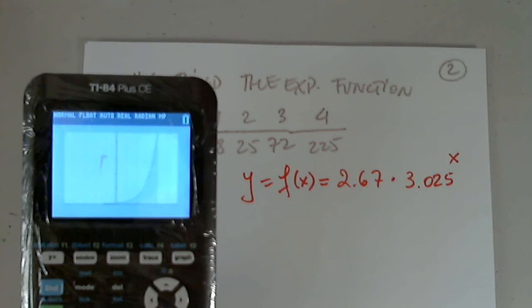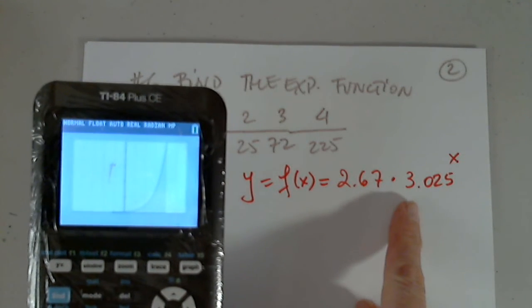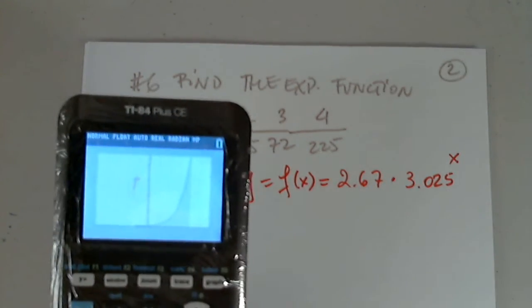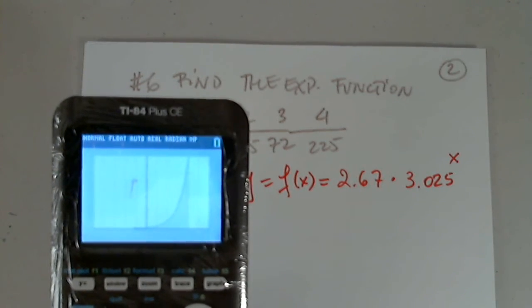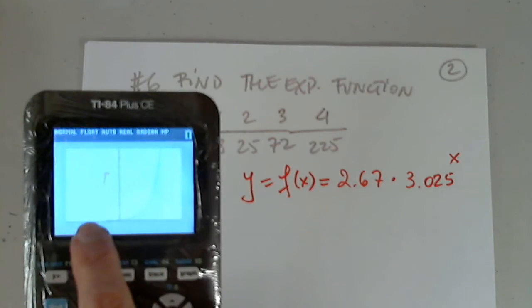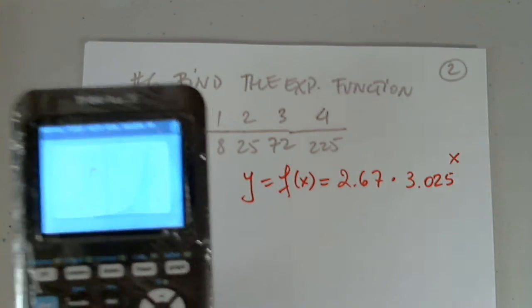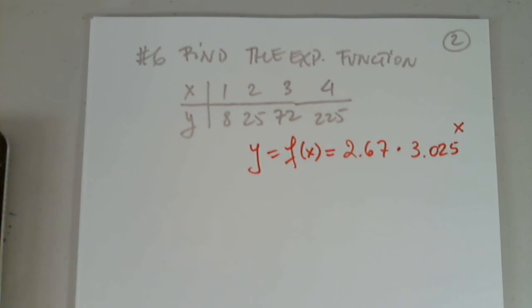And here's the graph of the function. Increasing with a base greater than 1. Did I have anything else? No, I did not have anything else in there. With a horizontal asymptote y equals 0. So this is this model. That's how we get the exponential regression, in the same way, identical to the linear regression.